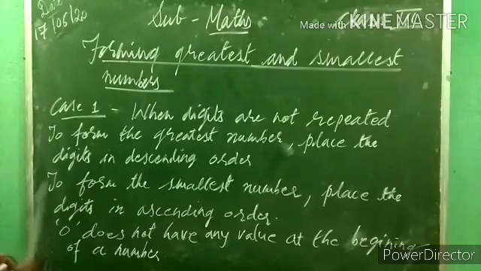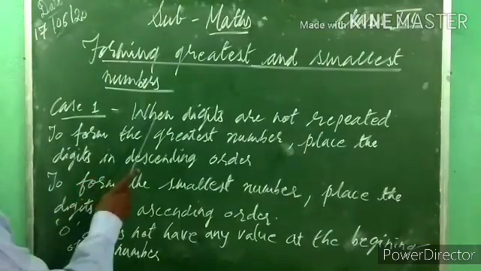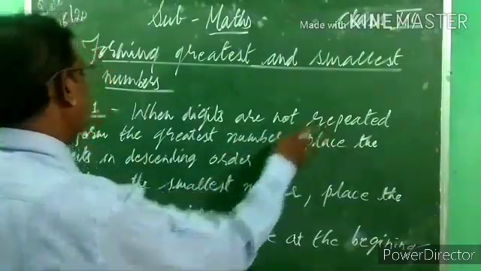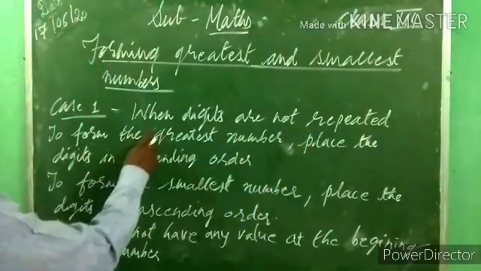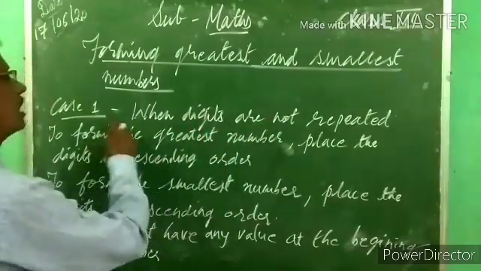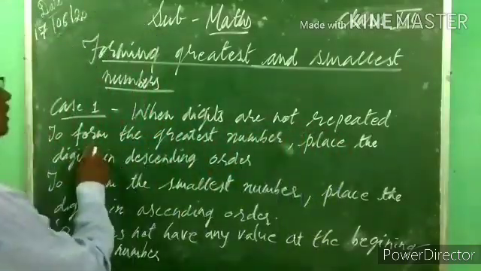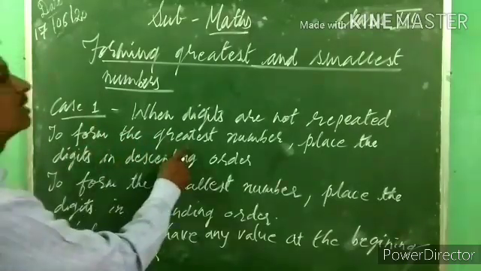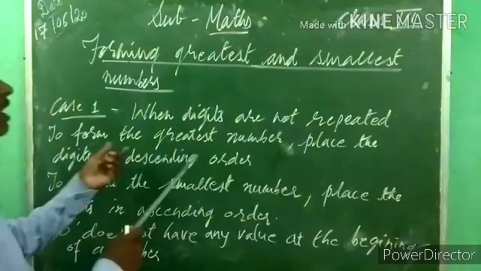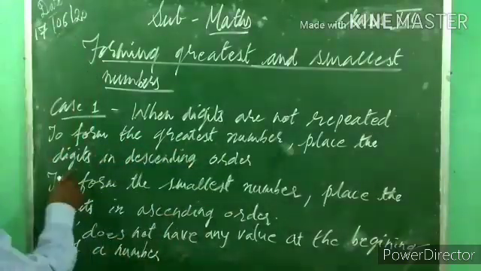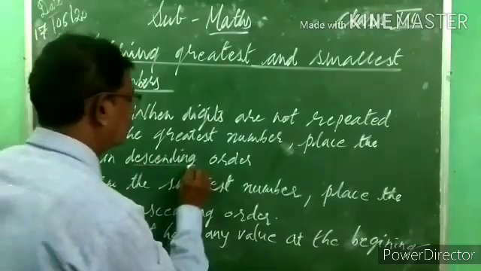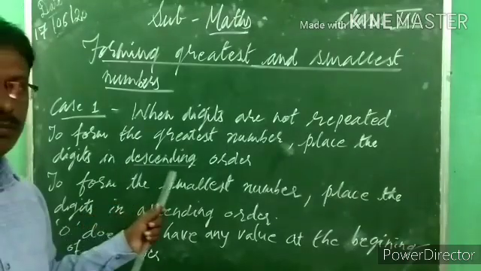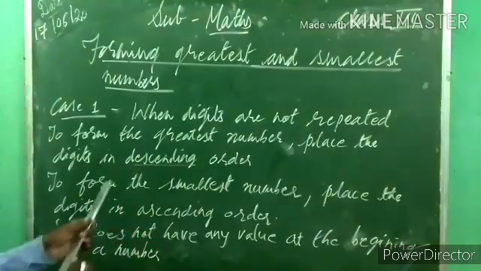Two cases are here. First case: when digits are not repeated. To form the greatest number when digits are not repeated, while writing the greatest number, place the digits in descending order. In which order do we place the digits? Descending order. Descending order means arranging the numbers from greatest to smallest.